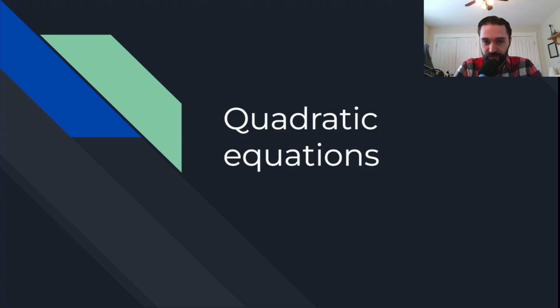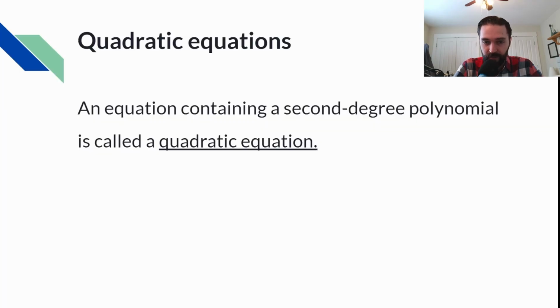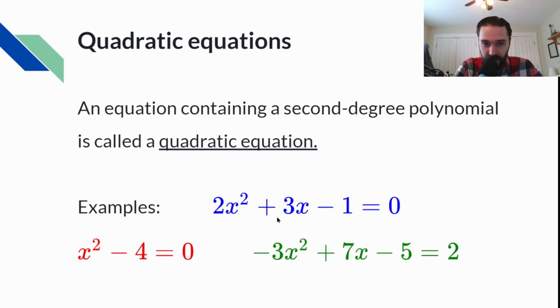Okay, here we go. Quadratic equations. First, let's start with a simple definition. An equation containing a second degree polynomial is called a quadratic equation. Here are some examples of quadratic equations. Remember that the degree of a polynomial is the highest power that occurs. So this blue equation, the highest power that occurs is 2, so it's a second degree polynomial, so it's a quadratic equation.